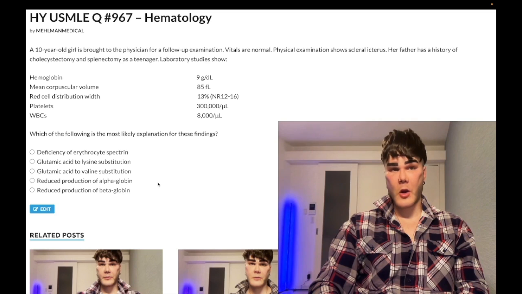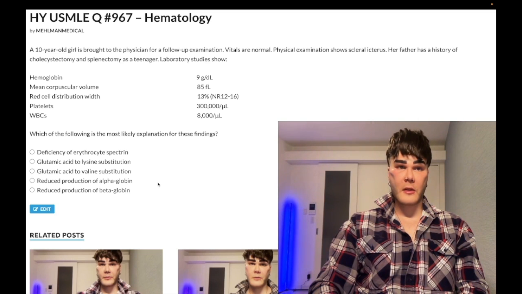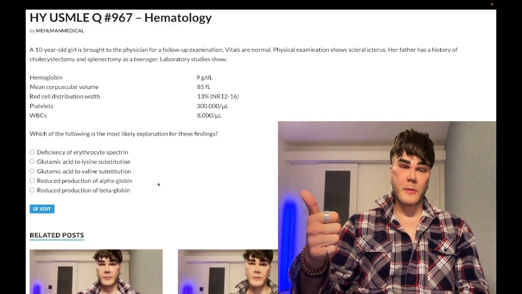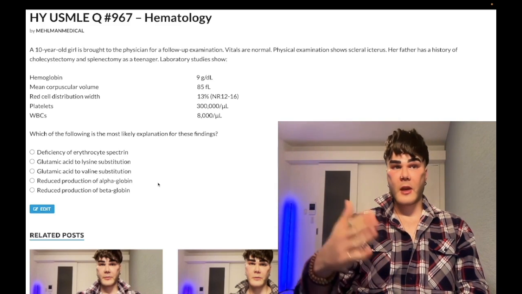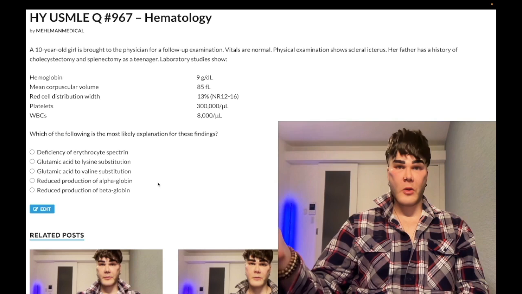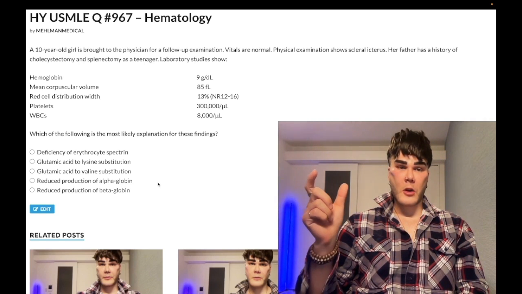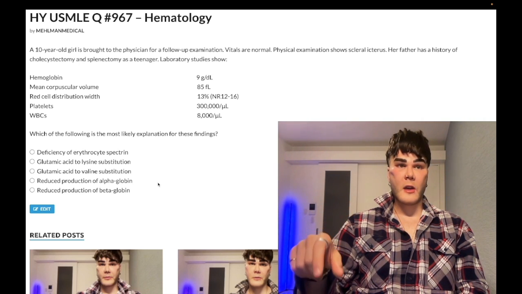And then beta globin, you need to know for beta thalassemia major, which is a sick kid, and beta thalassemia minor, which is an adult. Don't worry about intermedia. In both cases, you're going to see increased HbA2 and HbF on hemoglobin electrophoresis.